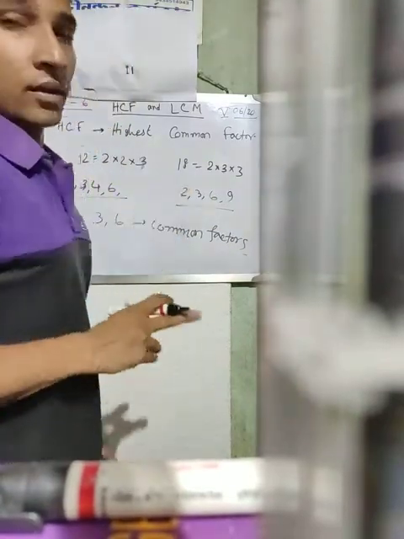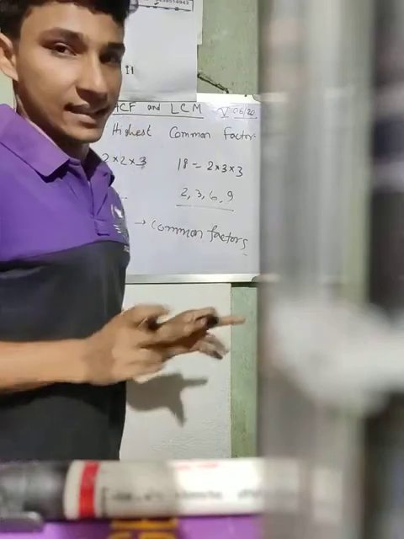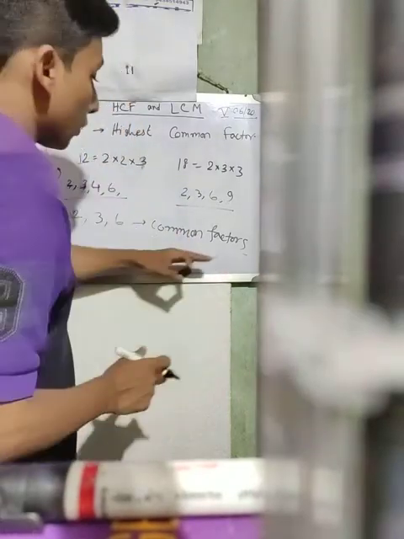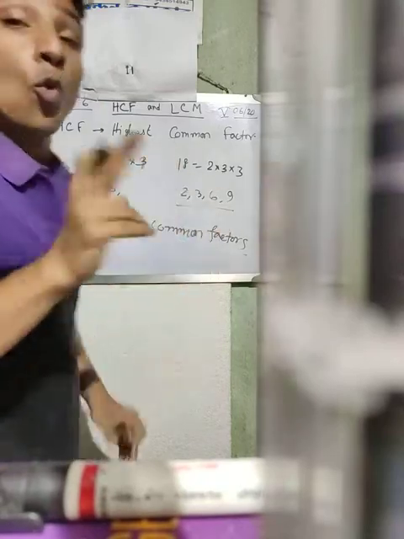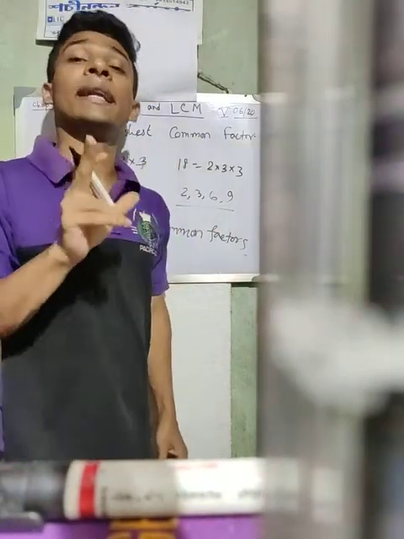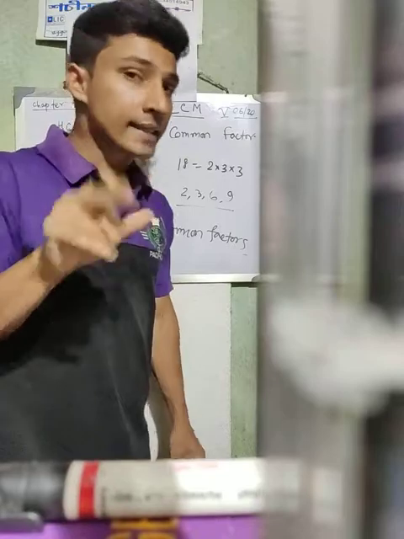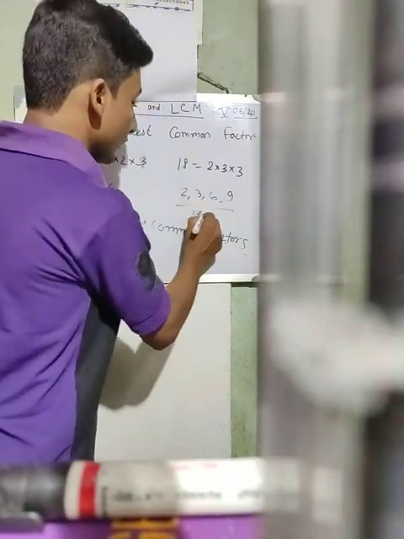But here we have to find the highest. And one thing remember, a common factor means numbers which can divide both the numbers without any remainder. That means here the remainder is 0.